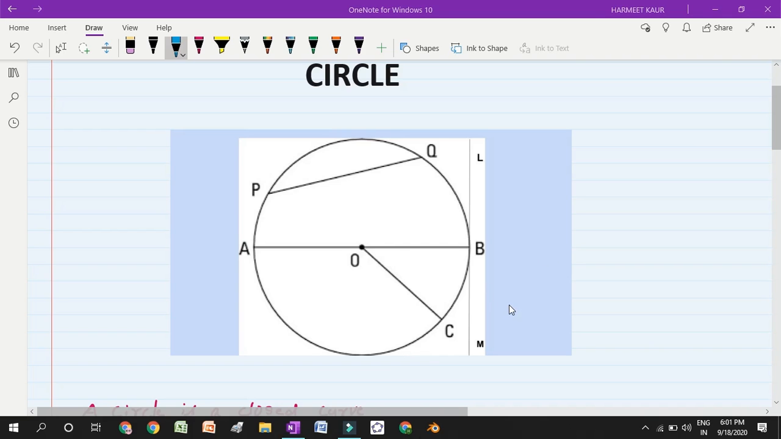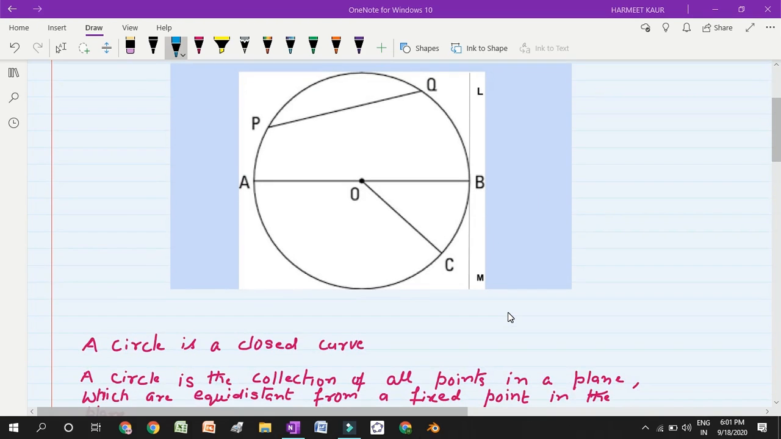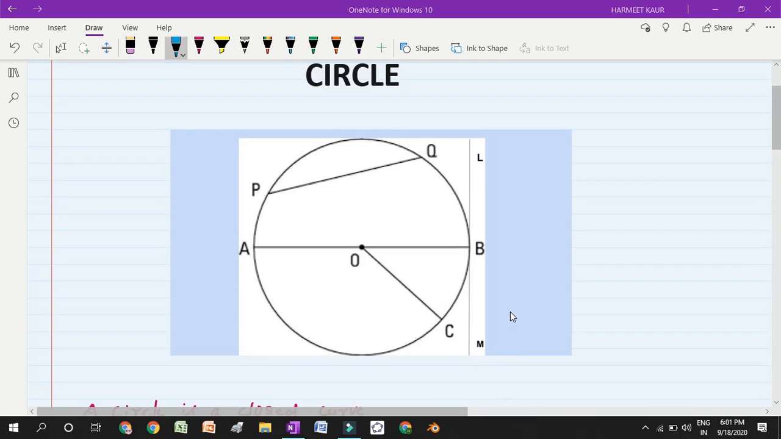A tangent has many more properties, so we will be discussing those properties in my coming videos. Do remember, a tangent is a line which touches the circumference at a single point. That point is known as the point of contact.